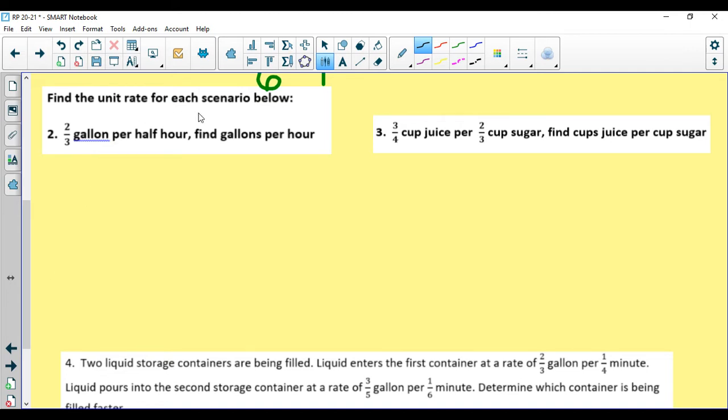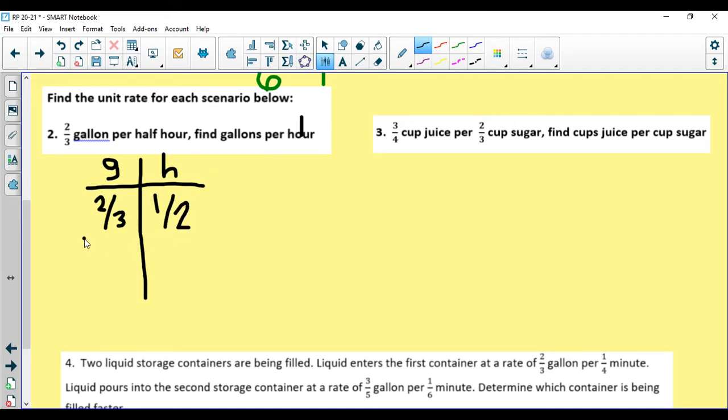It says to find the unit rate for each scenario. 2/3 of a gallon per half hour. Find gallons per hour. Because it's written as gallons per hour, I know they want to know in 1 hour how many gallons I have. Let's put in the information that we got from the problem. 2/3 gallon, 1/2 hour. And I'm going to go ahead and put my 1 here for the unit rate.